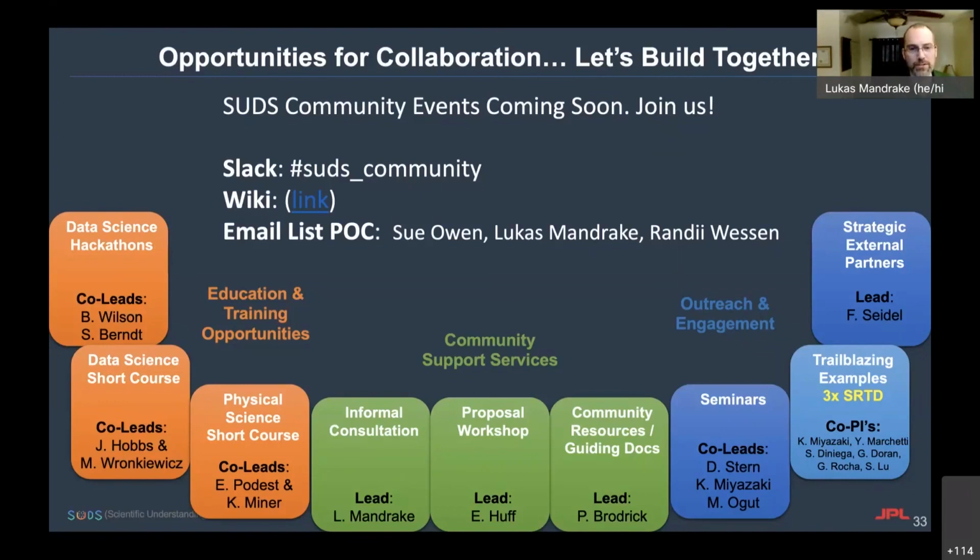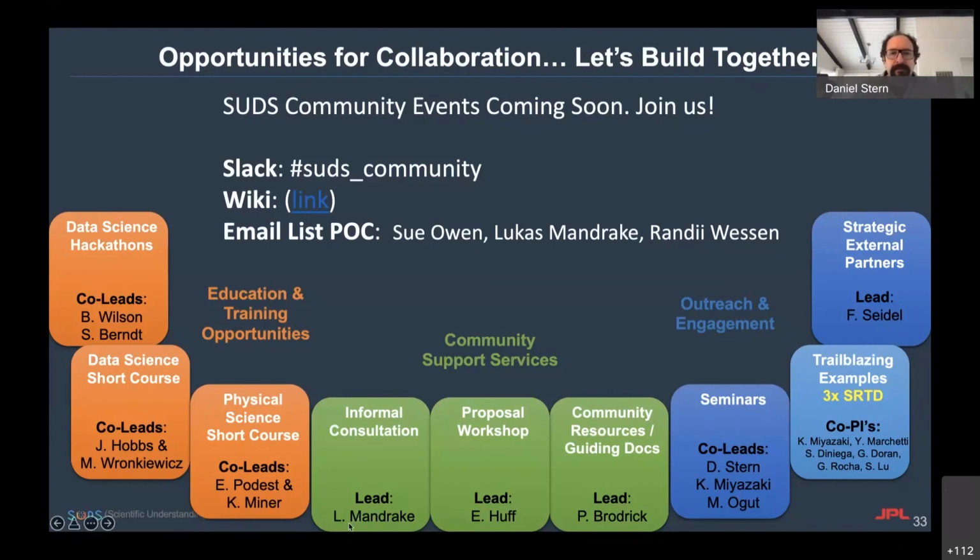I would say that is a general framework of going forward. And as you can see from the slide that's up right now, SUDS is envisioning this multi-pronged attack to really build this data scientist community at JPL. And Lukas is the lead of that first screen box, informal consultation.